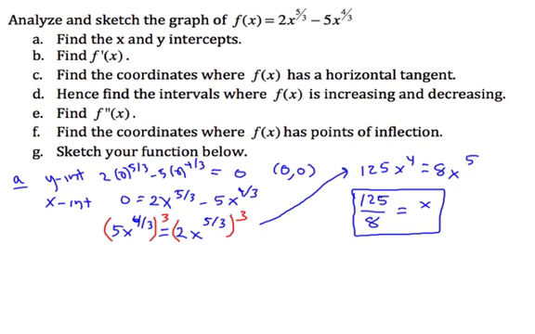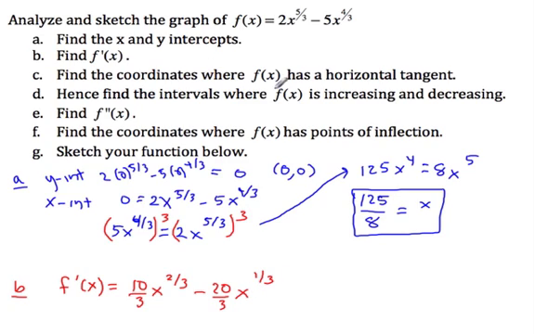It was 0, 0. Okay, part B says to find f prime. So f prime of x equals... you take the derivative of f of x, so using the power rule, you bring down the 5/3 so that you get 10/3 x to the 2/3, minus 20/3 x to the 1/3. Okay, there's our f prime.